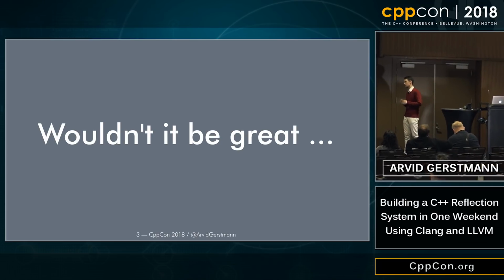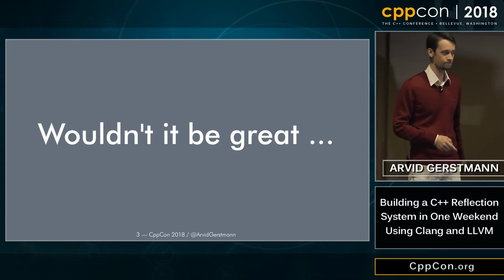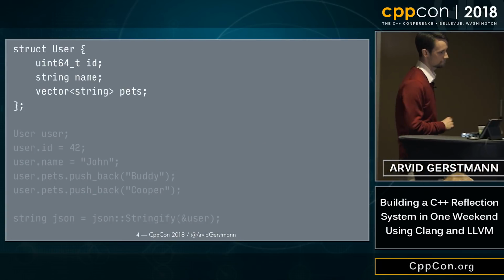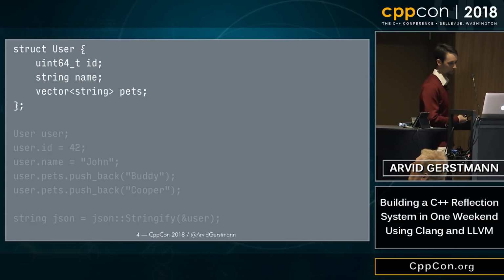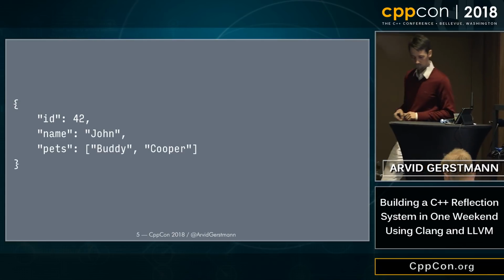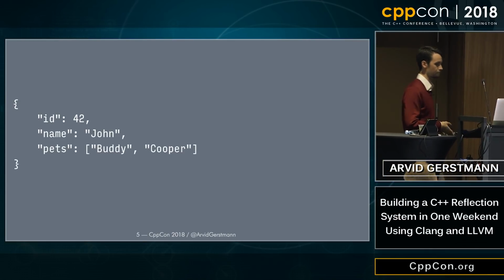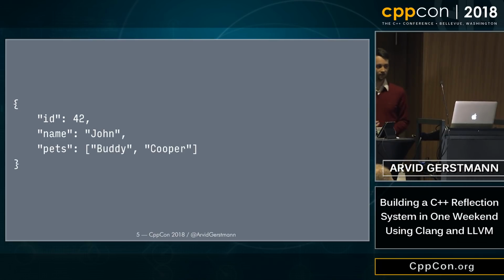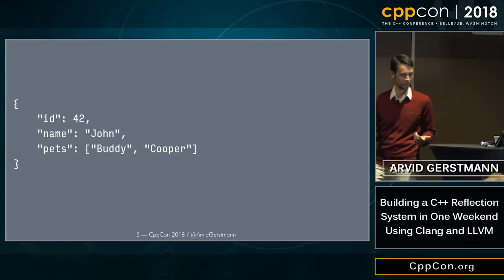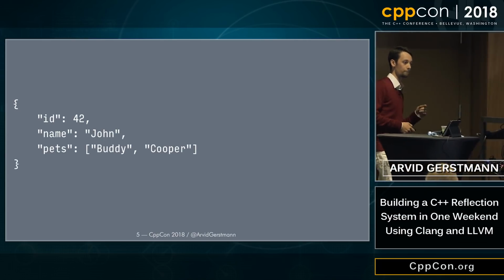So wouldn't it be great if we could take this struct, put it into a function, and get a JSON string out of that? Something similar to this. What we have here is a simple struct called user. The struct has three members: an ID, a name, and pets, which is a vector of string. Next, we just create an instance of the user. We give him the ID 42. We give him his name. He's called John.